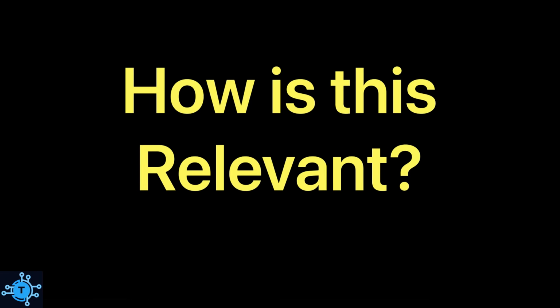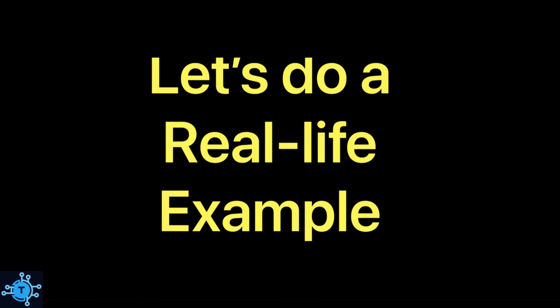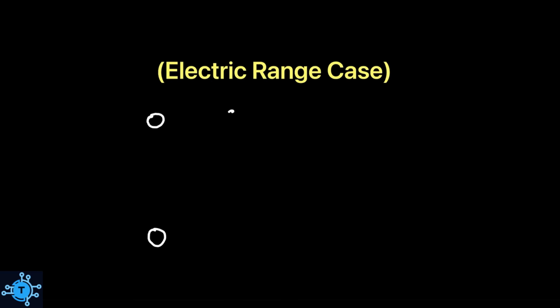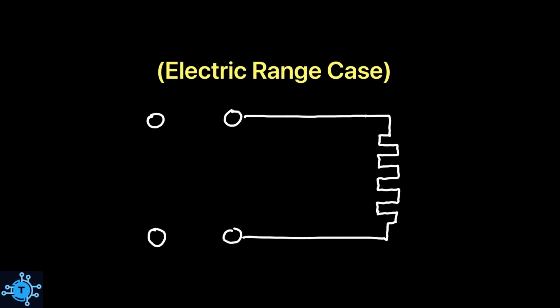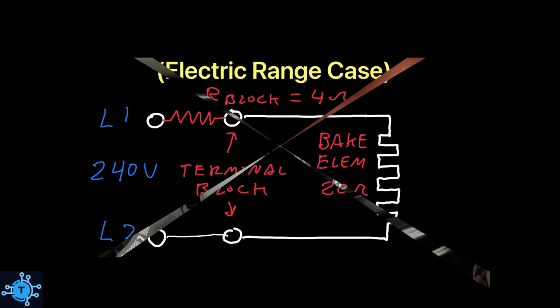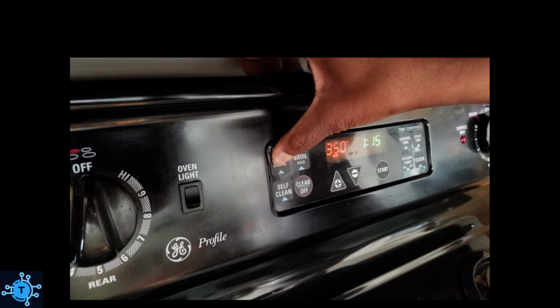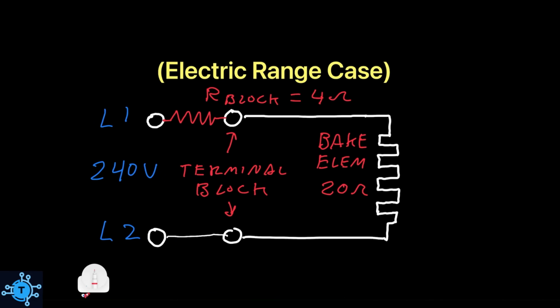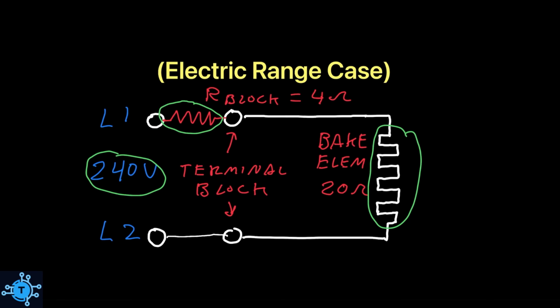So how is this all relevant to field technicians? It's quite relevant, actually. Let's do a problem based on something that technicians encounter quite frequently. Suppose you have a 240 volt electric range with a bake element that has a resistance of 20 ohms. The terminal block that the cord is connected to has a loose connection that has a resistance of 4 ohms. The customer complained that the oven was taking a long time to preheat. So the schematic that we just drew depicts this case. Here's your voltage source, your loose terminal block denoted by a resistor of 4 ohms, and your 20 ohm element.